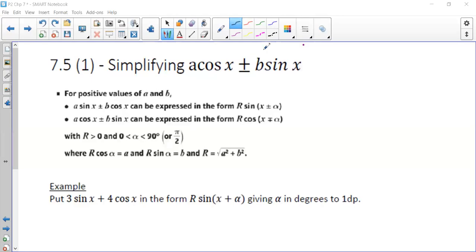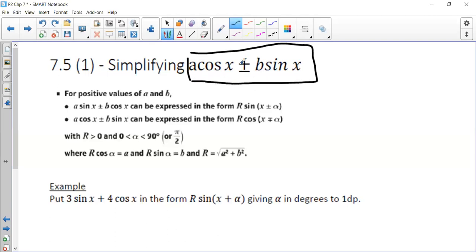Right, so this is Pillar 2, Chapter 7.5, Part 1, where we start looking into the modeling. But before we do the modeling, we need to learn the algebra skill on how to convert a very specific expression into another. So that's a skill we're learning. We're not actually looking into modeling yet, but we're doing some preparatory work so that we can use it for modeling. Okay? Right, so what we're learning today is how to simplify this particular type of expression.